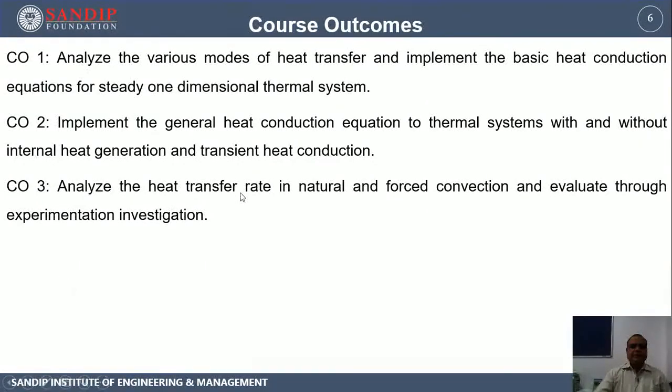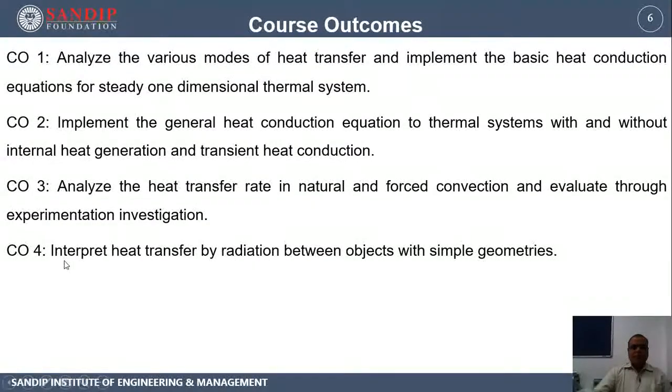Third, analyze the heat transfer rate in natural and forced convection and evaluate through experimental investigation. For determination of the heat transfer coefficient in natural and forced convection, we are mostly relying on the numerical and experimental results, which are in the form of some empirical correlations. So all these correlations we are going to study, and after completion of this syllabus, you should be able to pick up a proper correlation for the given problem, use it, and then find out the solution for the problem.